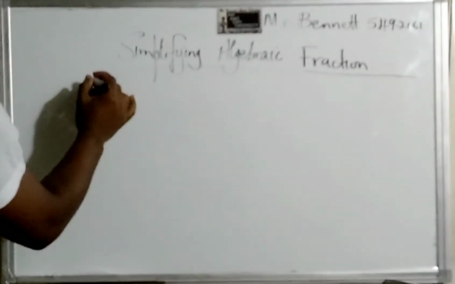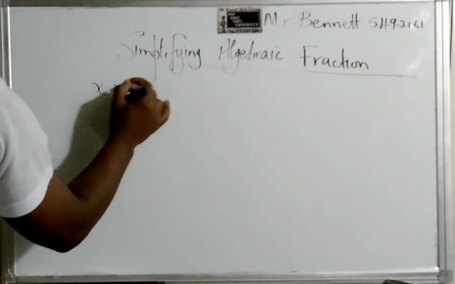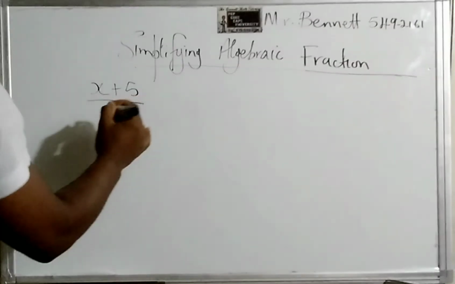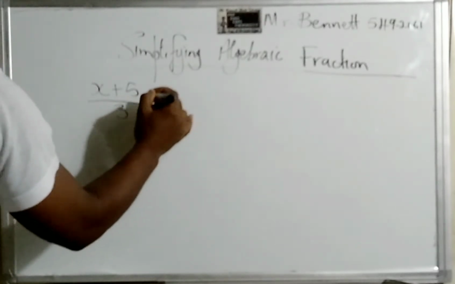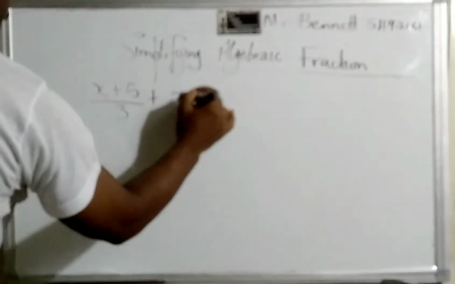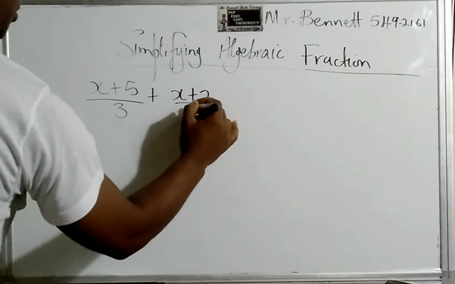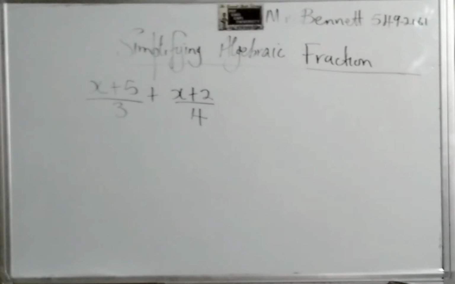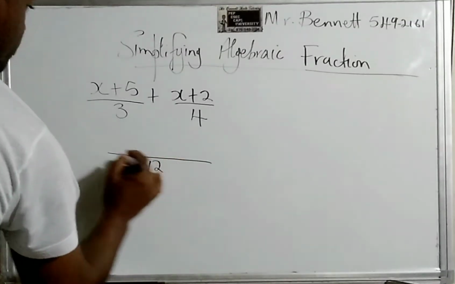Alright, let us begin. Students always have problems with things like this: you have (x + 5) divided by 3 plus (x + 2) divided by 4. Now what CSEC normally does is to say simplify in its lowest terms. Just as with a fraction, we approach it by finding the LCM of the denominators, the lowest common multiple. So that will be 12.